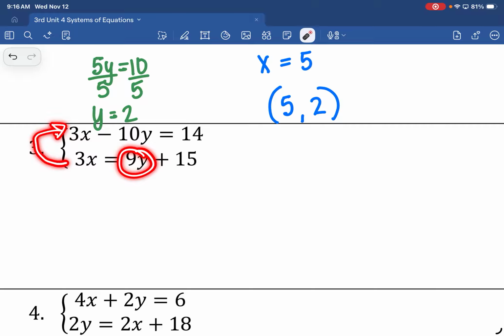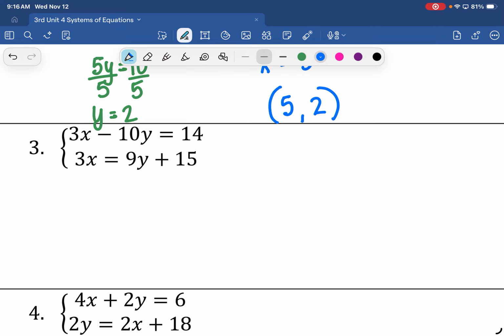9y. How do I move 9y? I'm going to subtract it. So I'll subtract 9y on both sides. Then we have to rewrite both equations. So we have 3x minus 10y equals 14. That's our first equation. Then we're going to also rewrite the second equation. When we rewrite the second equation, what is it going to be? 2x minus 9y equals 15.